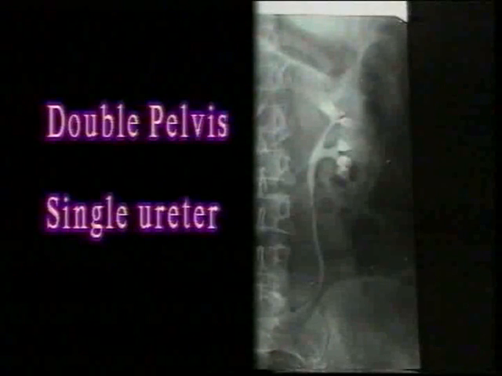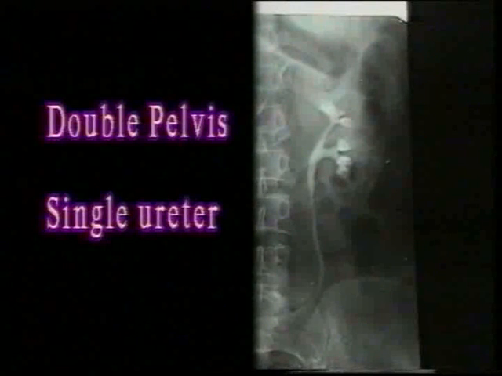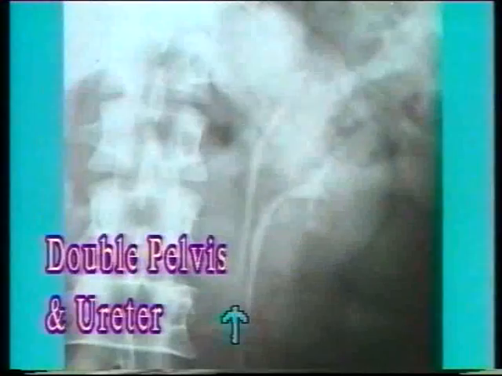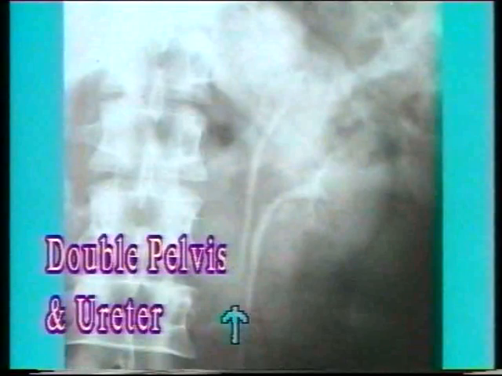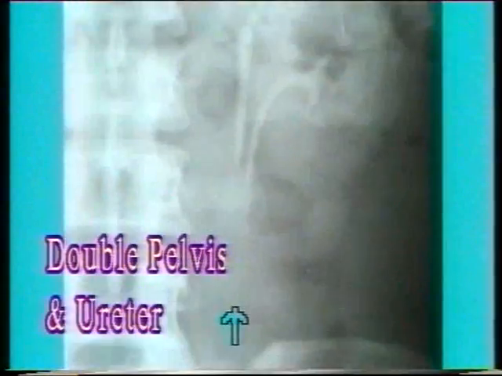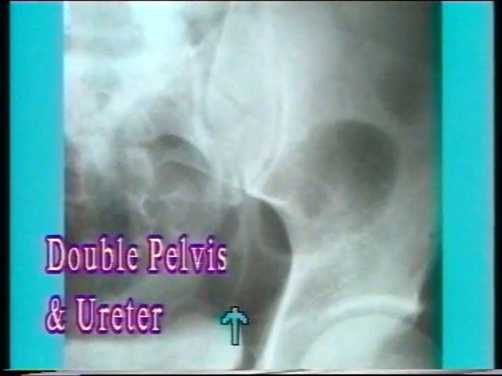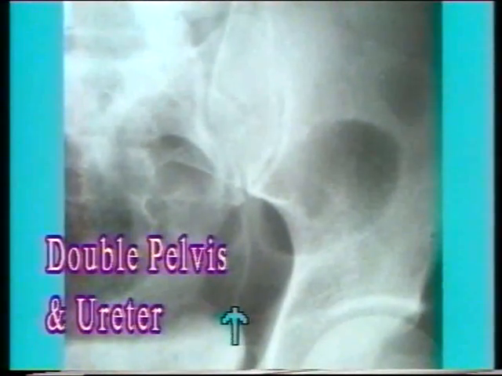In this IVP, the left kidney shows a double pelvis, but the ureter is single. Upper calyx has a separate pelvis, and the middle and lower calyces have an independent pelvis. This is a double pelvis with single ureter. This is another IVP showing left kidney with double pelvis and double ureter. As we trace the ureters down, they join to form a single ureter at the lower end.